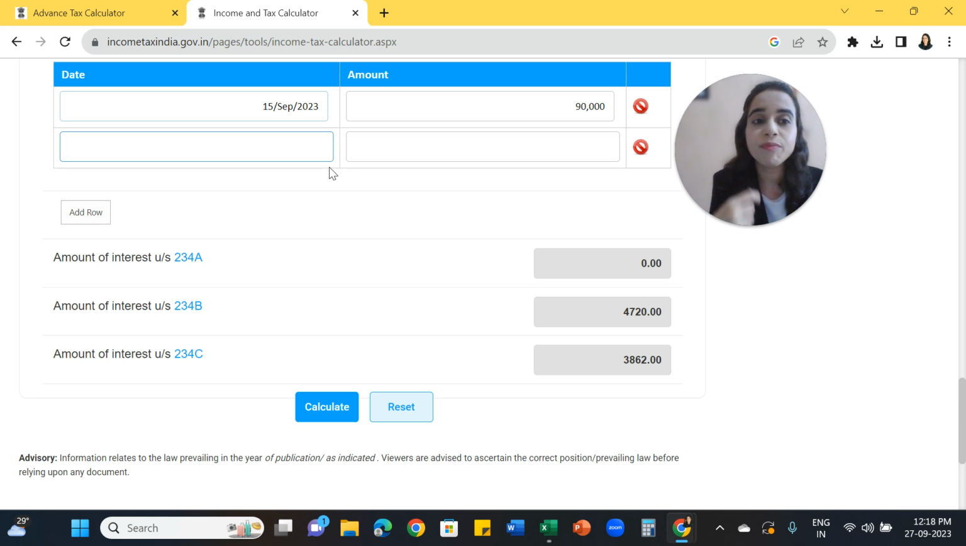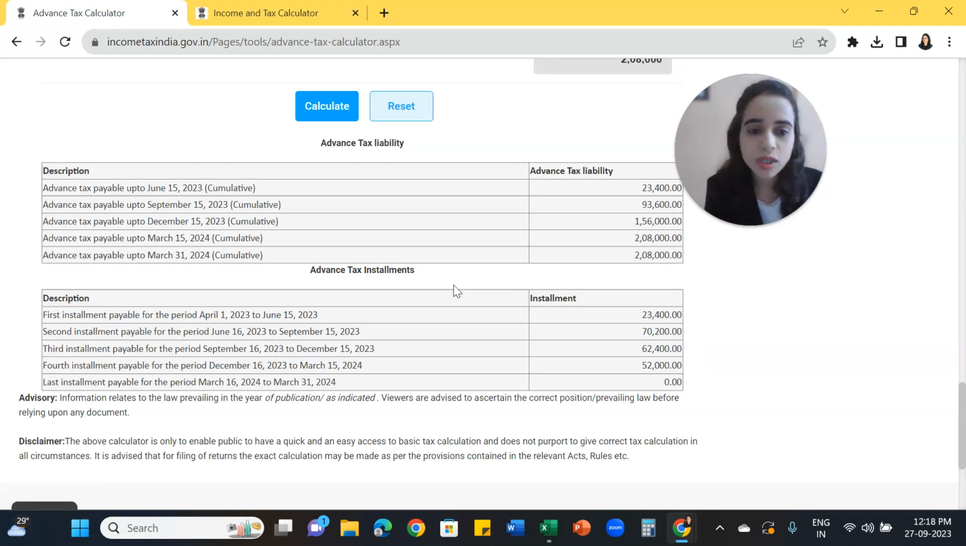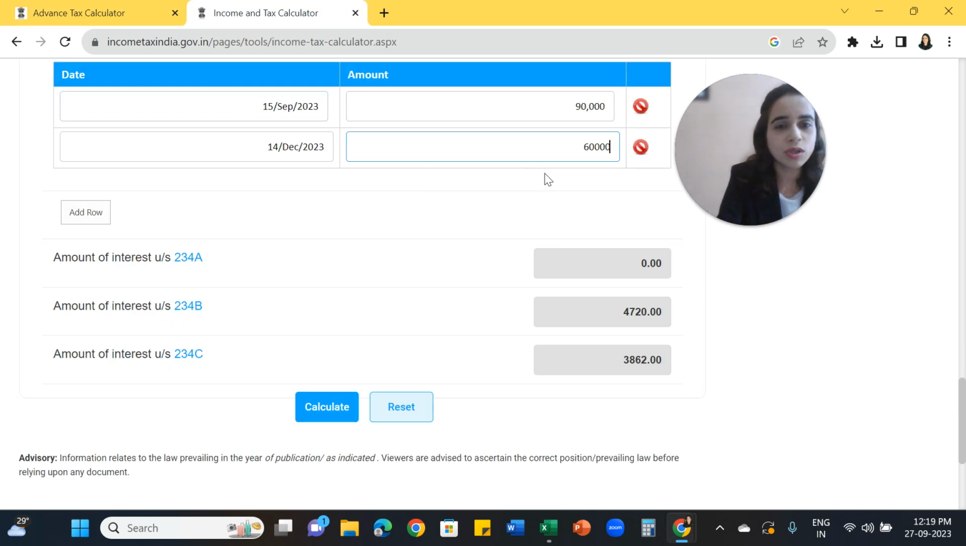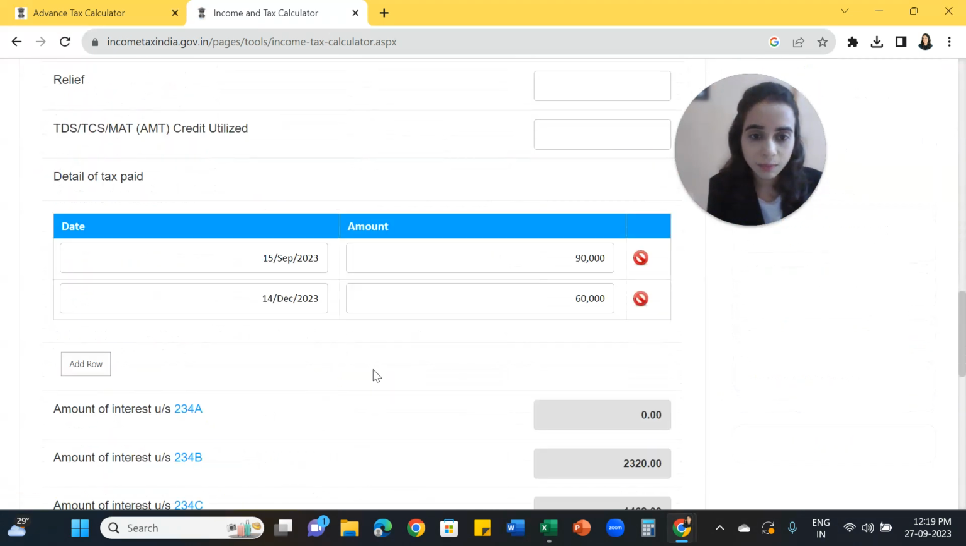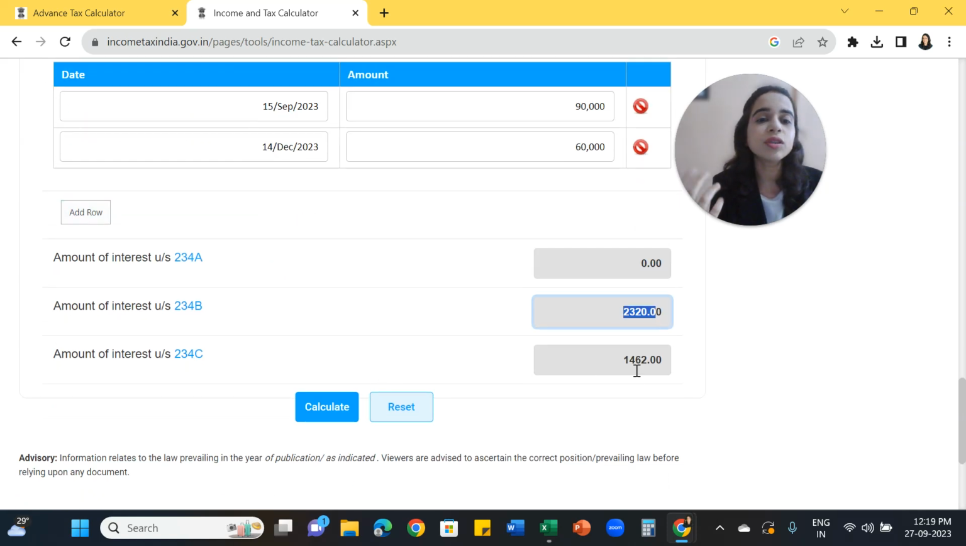Now what if I would have paid one more installment also? So let's say I have paid on 14 December 2023. How much was I supposed to pay? Around 62,400. So as a round figure I'll put around 60,000. See, the 2-3,000 we are paying less, it is calculating on that also, but we generally pay advance tax in round figures. And then I will ask it to calculate, and you see that this has reduced further from 8500 to almost 4,000, again half.